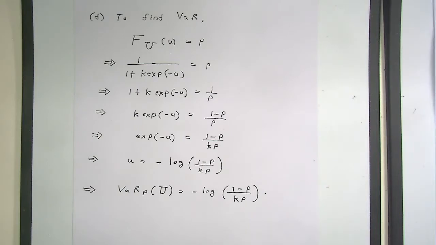Guys, can you do part E please now? Hello. Can you do the last part please? Part E of B4. I'll give you 5 minutes and see if you can do it. Part E is to find the expected shortfall of U. So this is the VaR, so it should not be difficult.